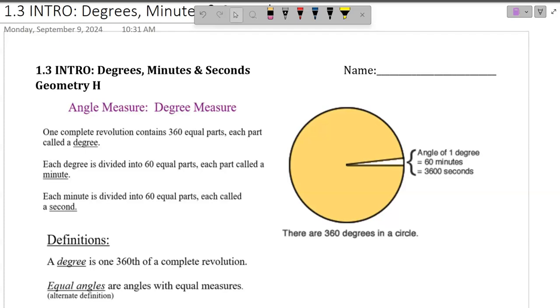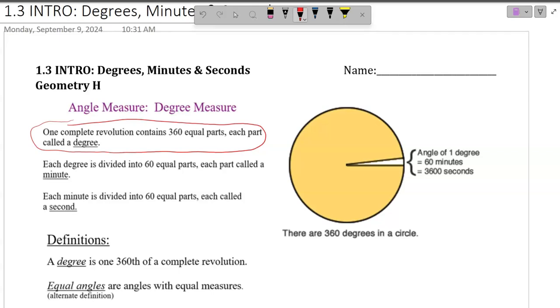So what you're probably already familiar with coming into this video is that one complete revolution of a circle contains 360 equal parts, and each of those little parts we call degrees. Now we talked about that in the first week of class, where I explained that they chose that number thousands of years ago because it was an easily divisible number. Well, here's part of the reason why.